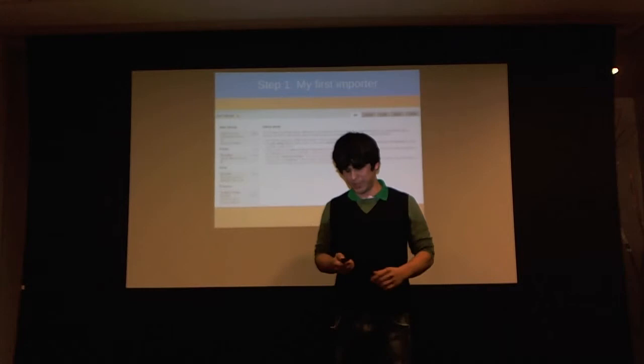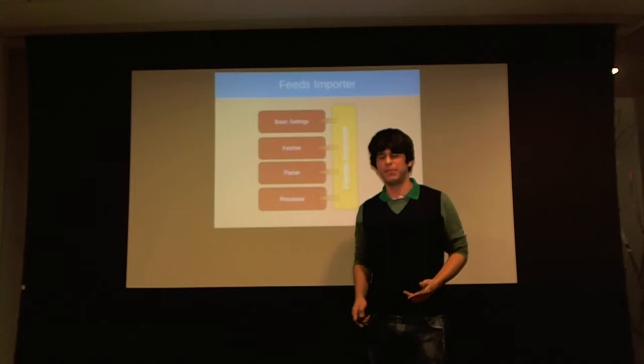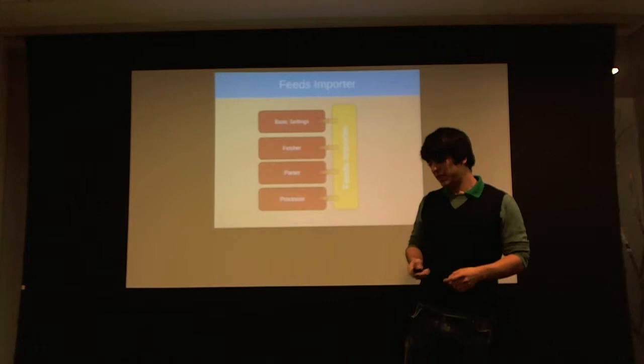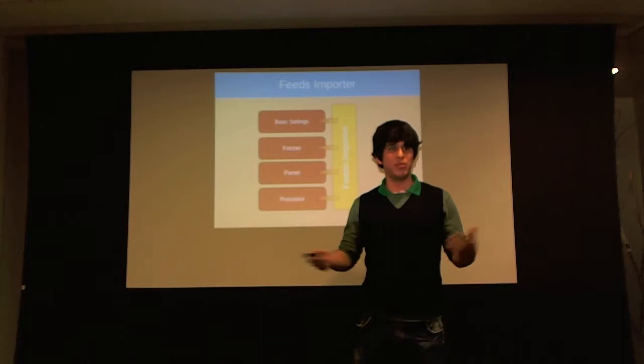The architecture is very simple. You basically have basic settings, a fetcher, a parser, and a processor. This is a four-tier structure with hooks inside a Feeds importer. The cool thing is that you can set up and configure each one of these tiers and it will not affect the other tiers. Each one is independent of the others, so it gives you much flexibility in what you need to import.